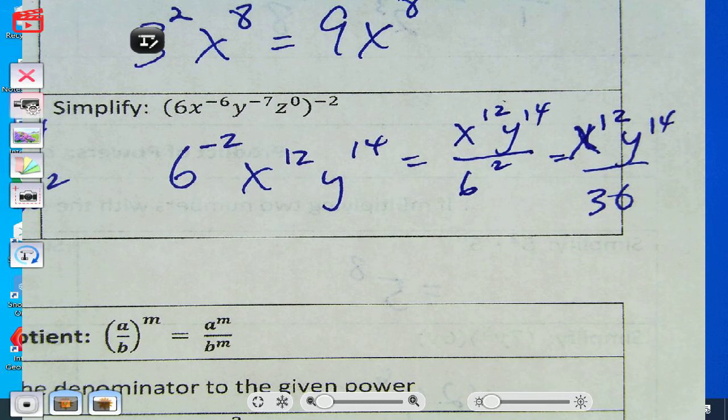First time back. All right, ready? Last 4 examples. Yes. All right.